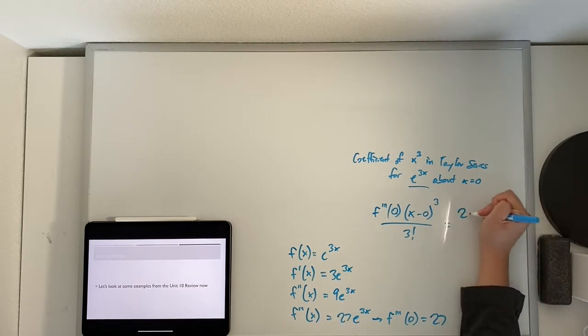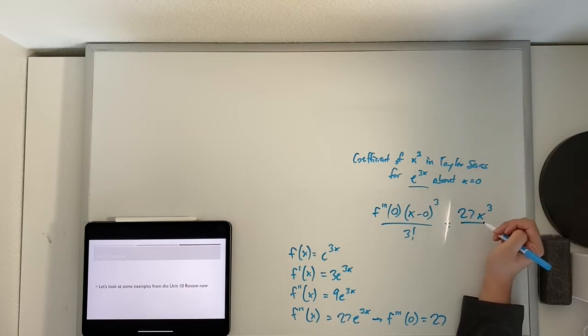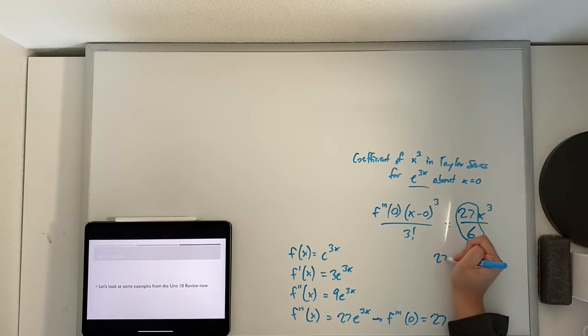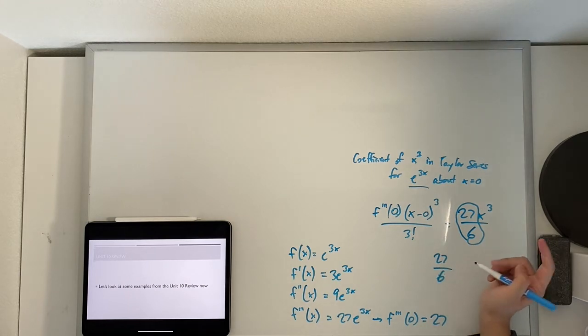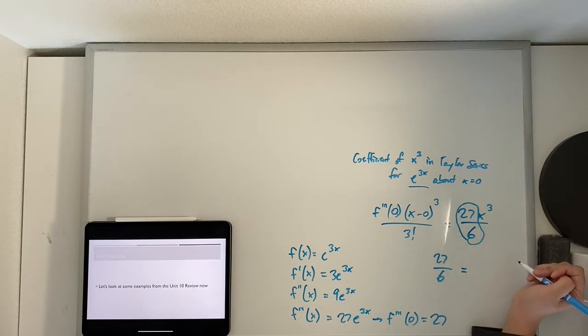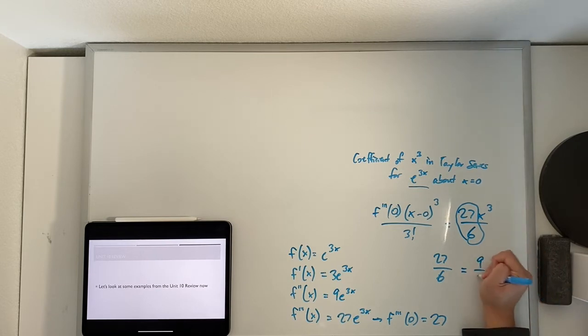So this turns into 27 times x cubed all over 3 factorial. 3 factorial is 3 times 2 times 1, which is 6. So if we want the coefficient of x cubed, we're looking at 27 over 6. If we look at our multiple choice selections, this is not one of our options, which means we might need to simplify this. Both are divisible by 3, so we get 9 over 2, which is answer E.